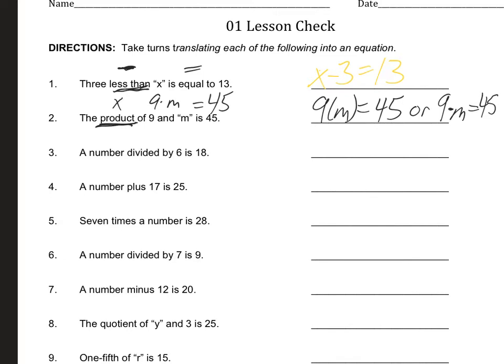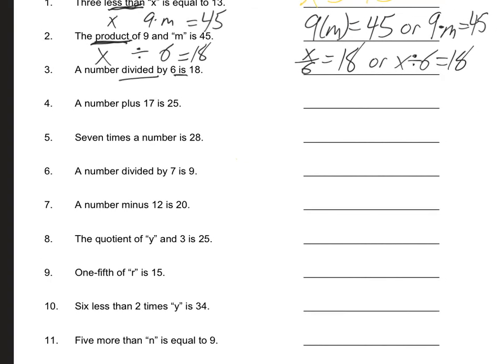Okay, so a number divided by 6. So let's call that x divided by 6 equals 18. You should have gotten that. If not, let's talk about it. Divided by just means division, right? So a number is just x, or any letter that you want, a variable, divided by 6 is, which means the equal sign. So you could have written x divided by 6 as a fraction, or you could have said x divided by 6 equals 18. These both mean the same thing. Go ahead and try the next one.